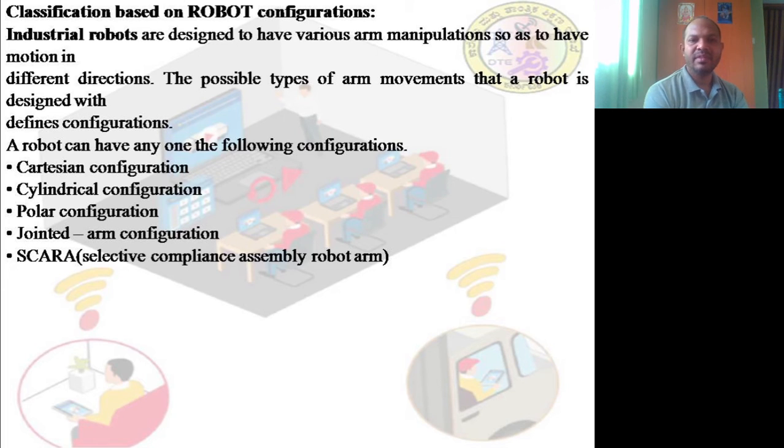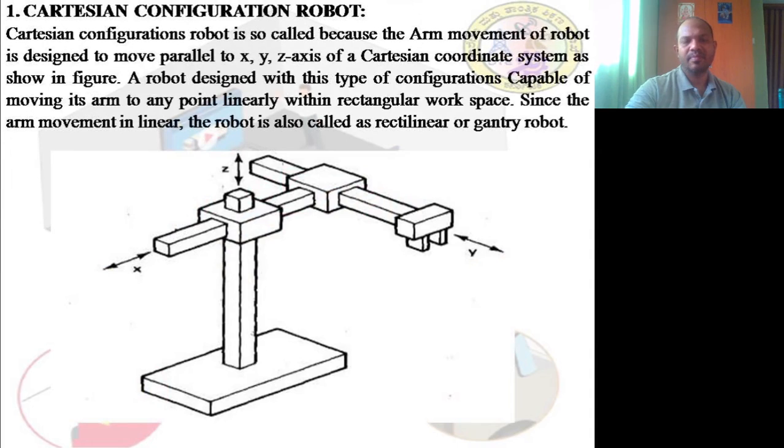SCARA is the selective compliance assembly robot arm. Okay, now this is not there in the syllabus. Basically these four types: Cartesian, cylindrical, polar. Polar is also called a spherical configuration, and then we also have jointed arm configuration robots. The Cartesian coordinate configuration robot will be as shown in the figure.